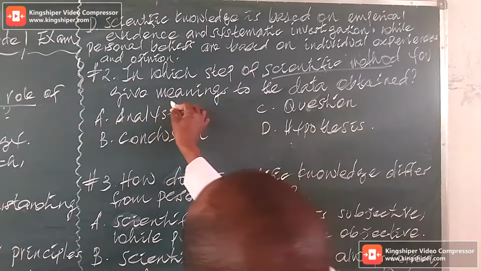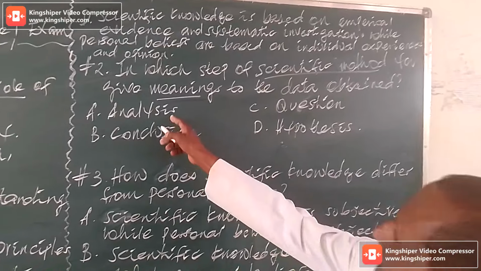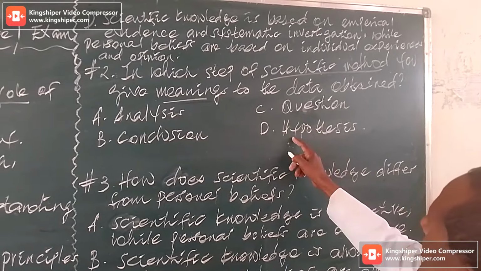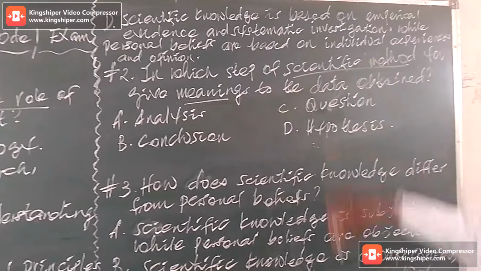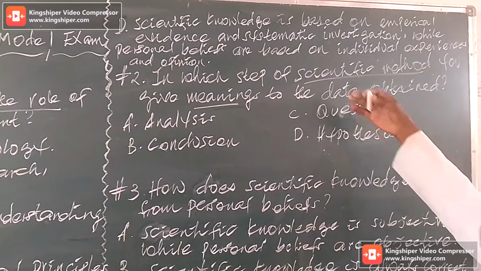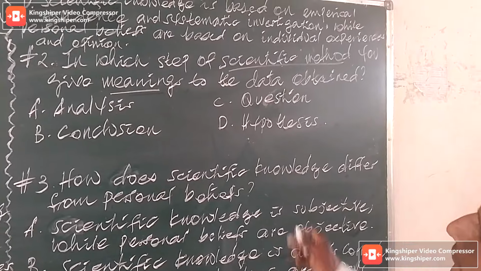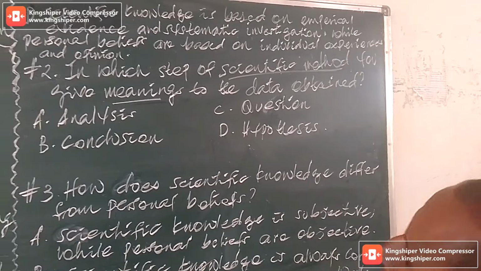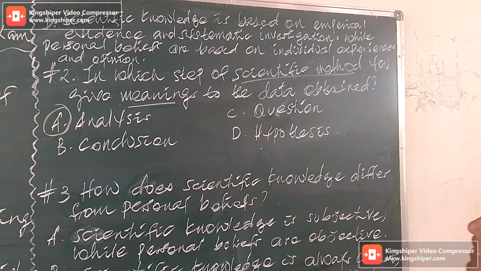do you give meaning to the data obtained? Choice A, analysis. Choice B, conclusion. Choice C, question. Choice D says hypothesis. According to this, there are steps to investigating research. The step where we give meaning to the data obtained is the analysis stage. So the correct answer is A.